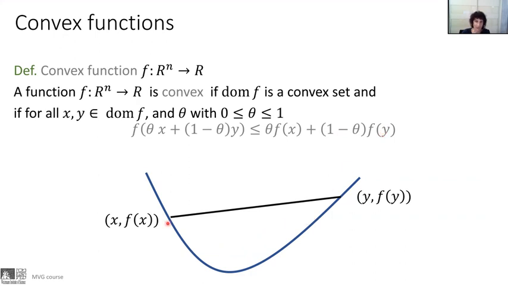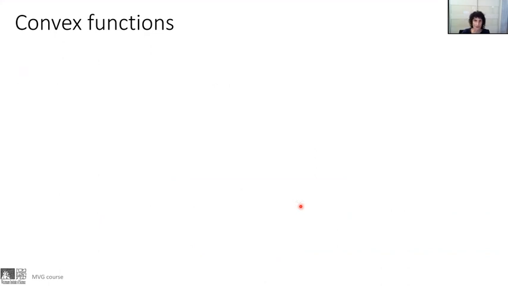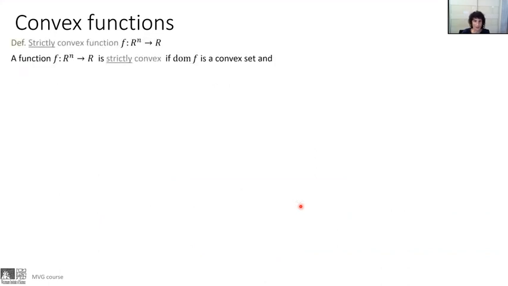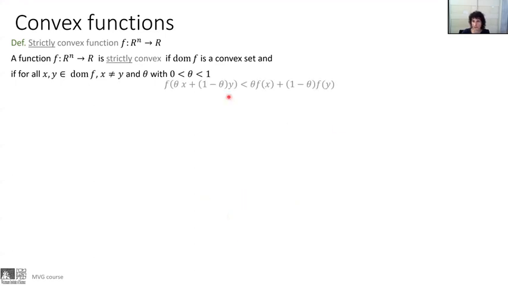What does it mean geometrically? I take two points, like here, x and the value at x, y and the value at y, and I take the chord above the function. If all elements of the function are below this line, then this function is a convex function, okay? A function is strictly convex if, again, the domain of the set is convex, and any two elements which are not identical obey the strict inequality, not just what we had before. Okay.